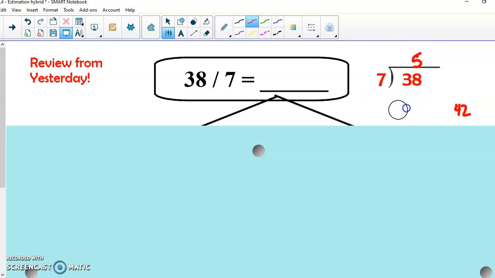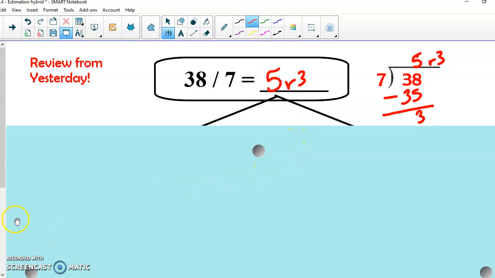Let me just get rid of this work down here so I can do my subtraction. So 7 times 5 is 35. I subtract, and 8 minus 5 is 3. I have 3 left over. And since 3 is less than my divisor, then I know that that is as many times as I can get in there. So 38 divided by 7 equals 5 with the remainder of 3.